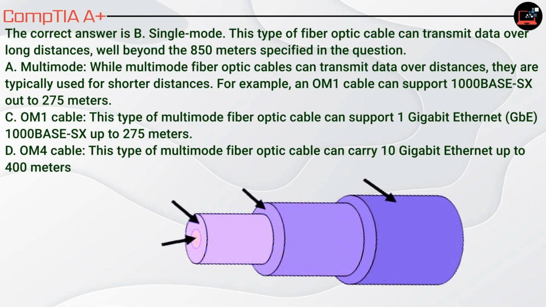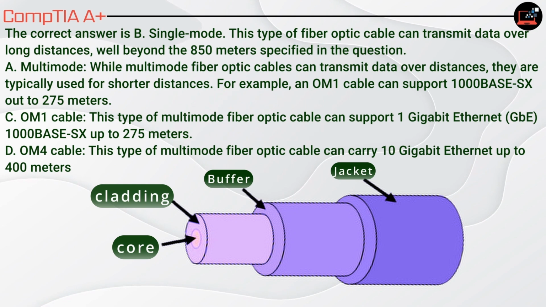The correct answer is B. Single mode. This type of fiber optic cable can transmit data over long distances, well beyond the 850 meters specified in the question. A. Multimode. While multimode fiber optic cables can transmit data over distances, they are typically used for shorter distances. For example, an OM1 cable can support 1000BASE-SX out to 275 meters. C. OM1 cable. This type of multimode fiber optic cable can support 1 gigabit Ethernet, GbE, 1000BASE-SX up to 275 meters. D. OM4 cable. This type of multimode fiber optic cable can carry 10 gigabit Ethernet up to 400 meters.